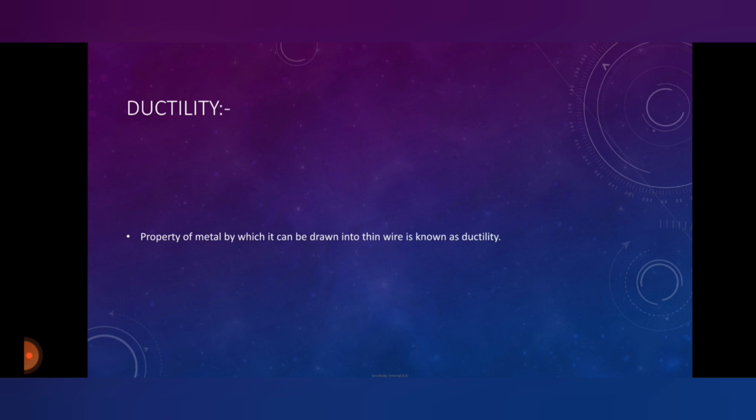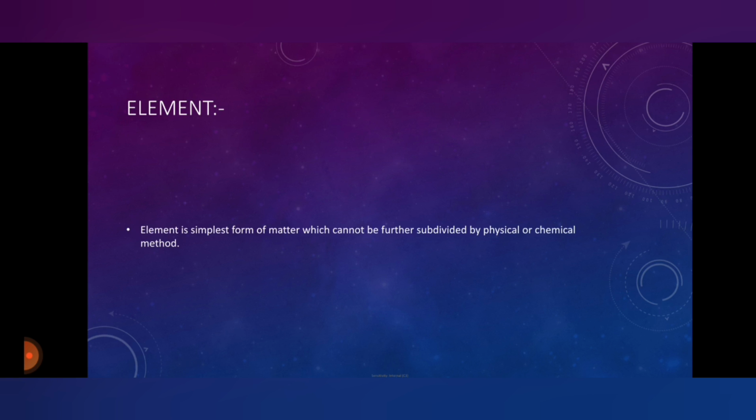Next is ductility. Property of metal by which it can be drawn into thin wire is called ductility. Next is element. Element is the simplest form of matter which cannot be further subdivided by physical or chemical method.